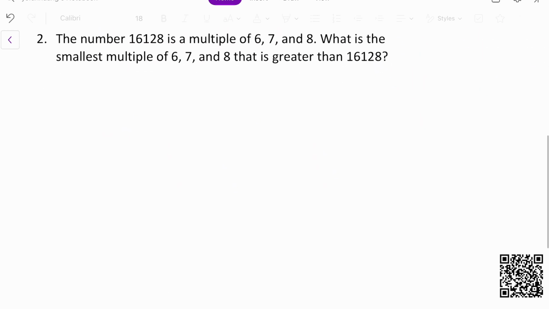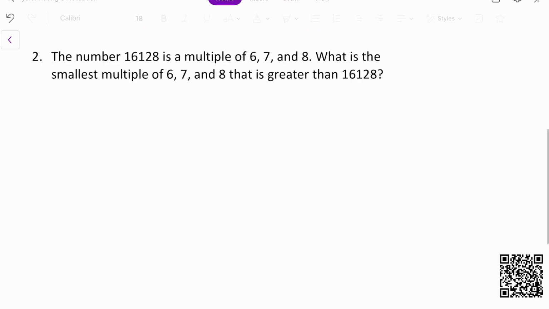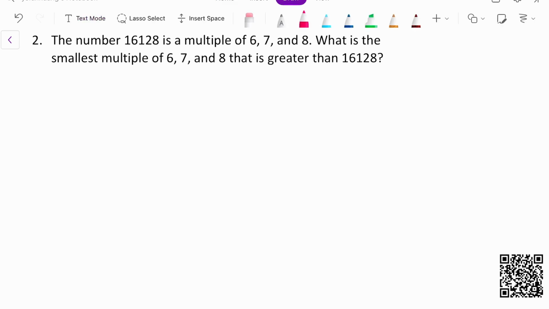Moving on to problem number 2. This problem is actually quite similar, just like out of context. The number 16128 is a multiple of 6, 7, and 8. What is the smallest multiple of 6, 7, and 8 that is greater than 16128? So this problem is very similar to the one above, except imagine 16128 as noon, and then 6, 7, and 8 as the times when the bells chime, basically.